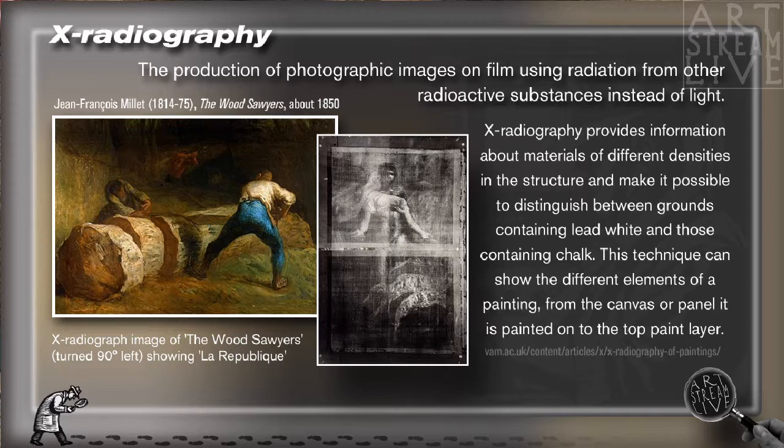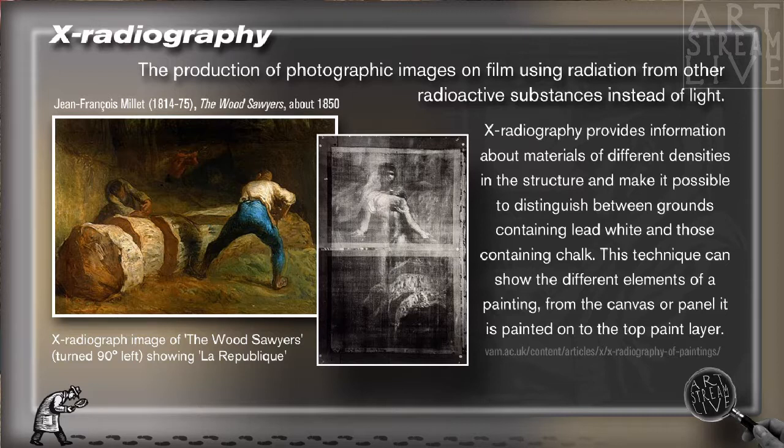They make films using radiation from radioactive substances. It's an X-ray, and it gives them information about the different materials by density. It gives them structure and helps to distinguish the ground. Some pigments contain lead, so the materials affect how the X-rays are absorbed. It shows if there's chalk on it, and so it can show different elements in a painting, all the way from the top of the canvas to the stretcher.